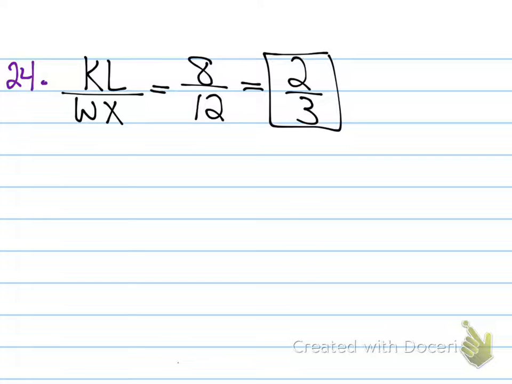2/3. Now look at number 25. Number 25. All right, it says, find side JM. Given that DEFG is similar to JKLM, I want you to find side JM.